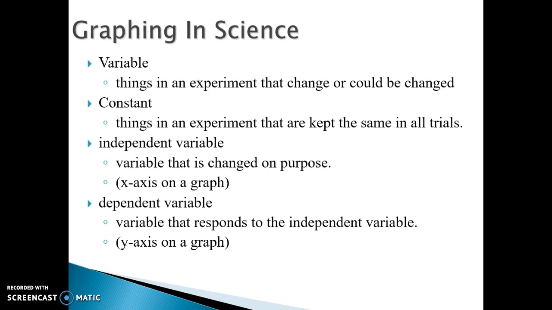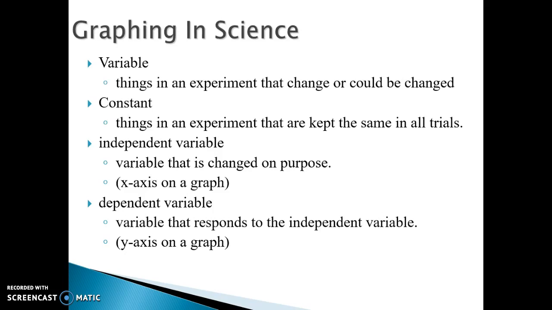So we're going to be using graphing in science. This is where we're going to talk about our independent and dependent variables. There are lots of different variables and definitions that go along with an experiment. A variable is a thing in an experiment that changes or could be changed, depending on if it's independent or dependent. A constant is something in an experiment that is kept the same in all trials. So a constant is something that's not going to change in your experiment.